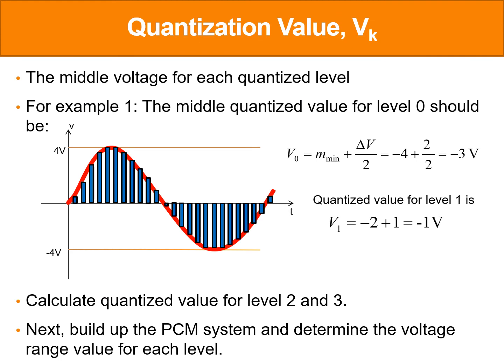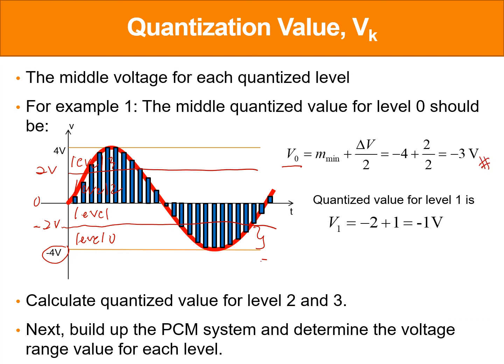So the middle voltage for each quantized level: here is level 0, here is level 1, here is level 2, and here is level 3. So this is 2 volt, this is 0, this is 2 volt. So for this level, V0 equals M minimum plus delta V over 2, which is negative 4 plus the delta V of 2 divided by 2. So the answer is the middle value for this level is negative 3.